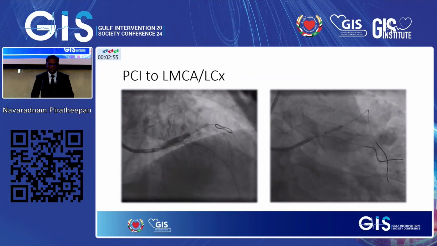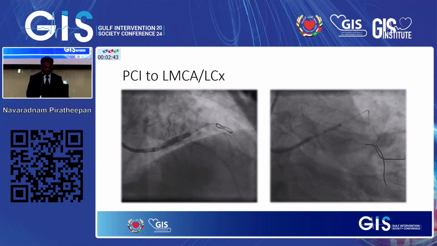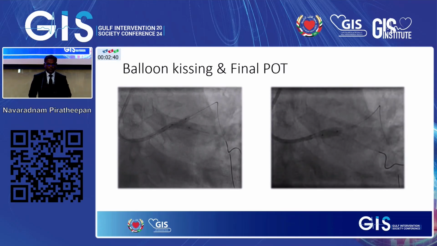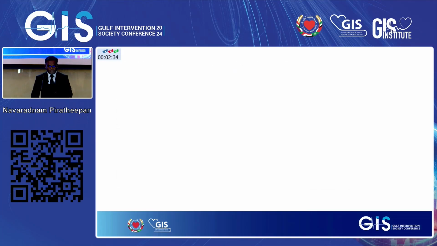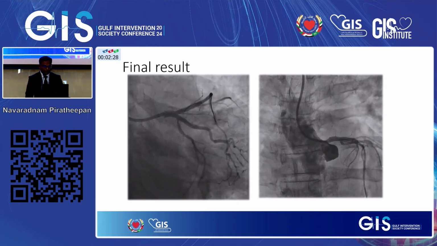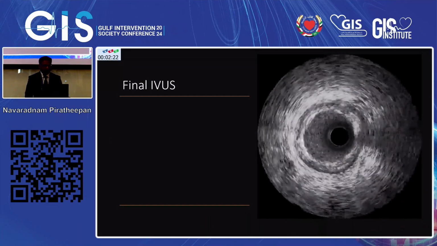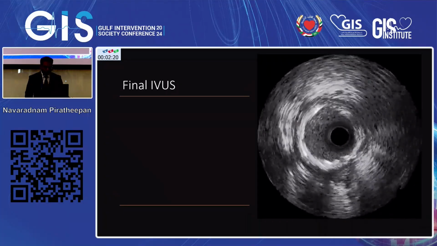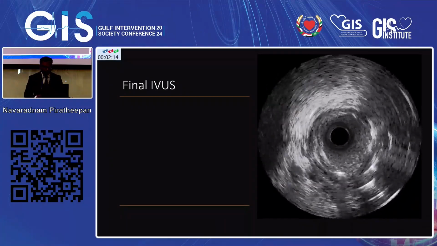We had two options, a surgical option as well as stenting. As we didn't have snares, we chose to put a stent across the circumflex to the left main. We did POT, then recrossing and kissing, and a final POT. This was the final result. The final IVUS shows a well-apposed stent with balloon material crushed between the left main and the stent.